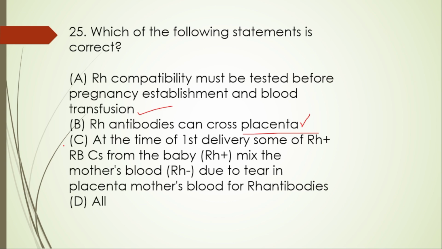Next, C: at the time of first delivery, some Rh positive RBCs from the baby mix into the Rh negative mother's blood due to the tear in the placenta, and the mother's blood forms Rh antibody. That is sensitization. So this one is also right. So here the right option is option D, all.